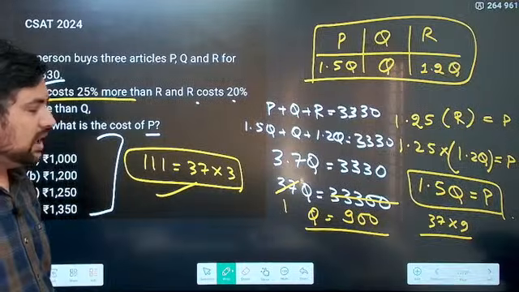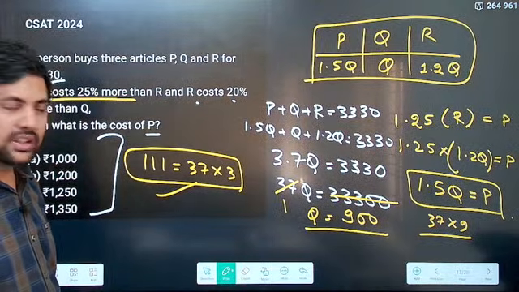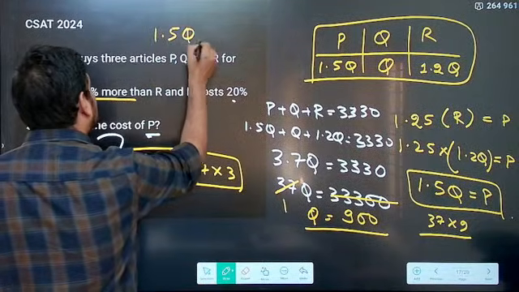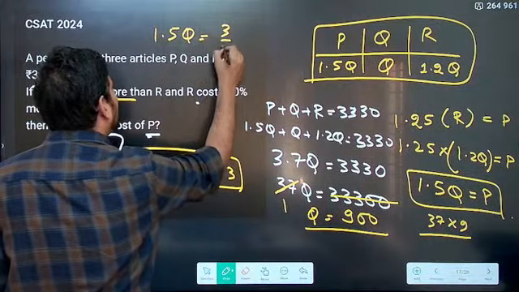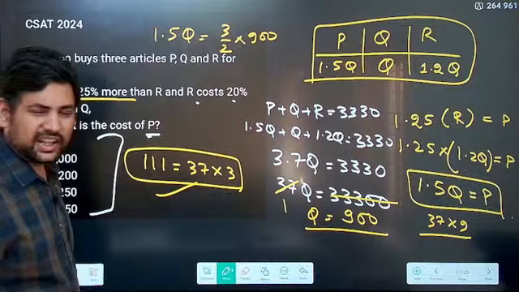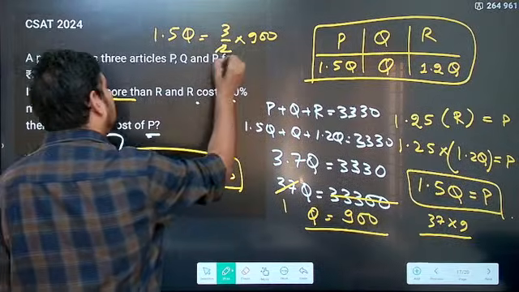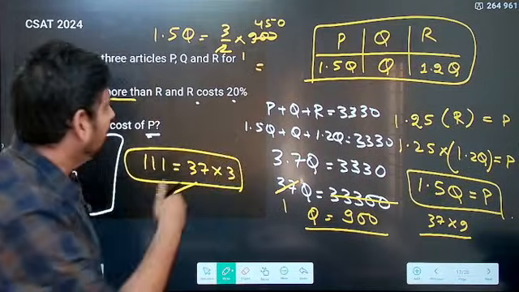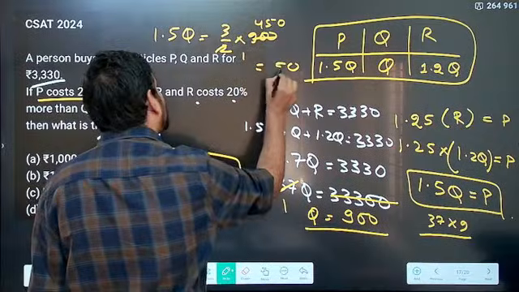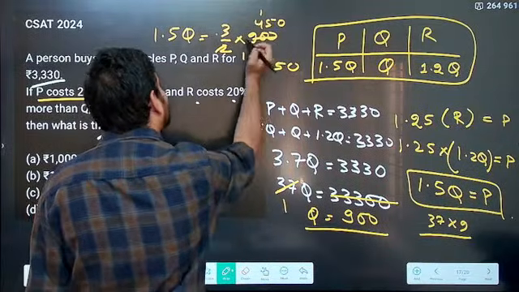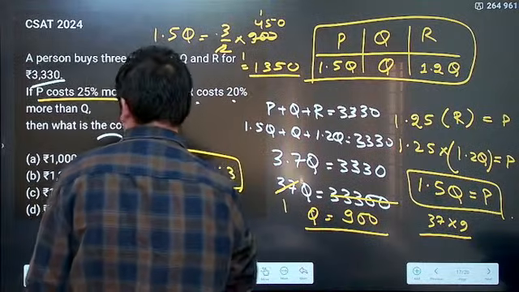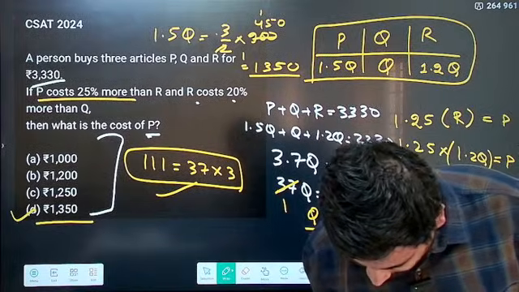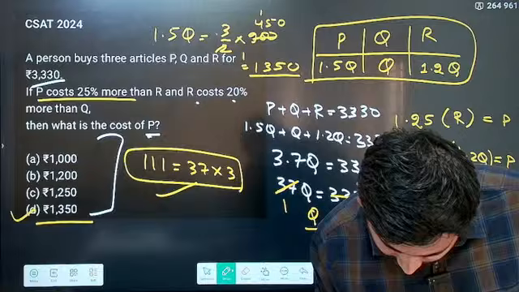But it is not asking you about Q. It is asking you about P. P is 1.5 Q. So 1.5 is 3 by 2 into 900. You can use 1.5 also. 900 by 2 is 450. 450 into 3: 0 here, 5 3s are 15, 5 here, 1 carry, 4 3s are 12 plus 1, 13. So 1350. D becomes the answer for the cost of P. Yes, Dheeraj. Yes, Ranjan. Yes, Shweta. Good, good.